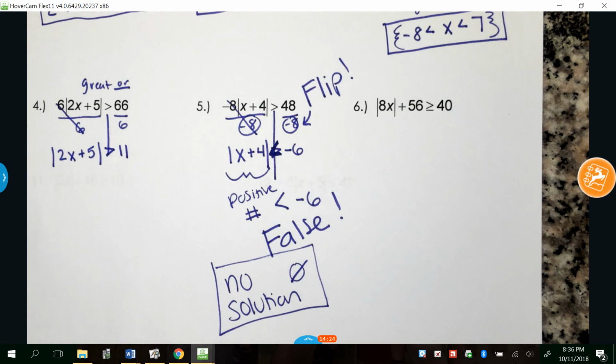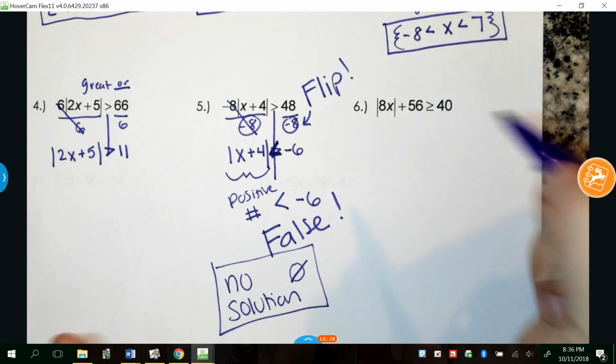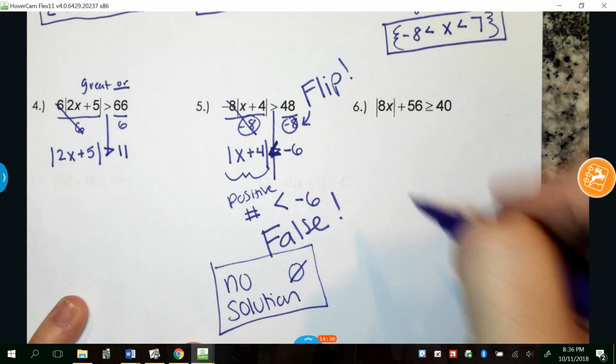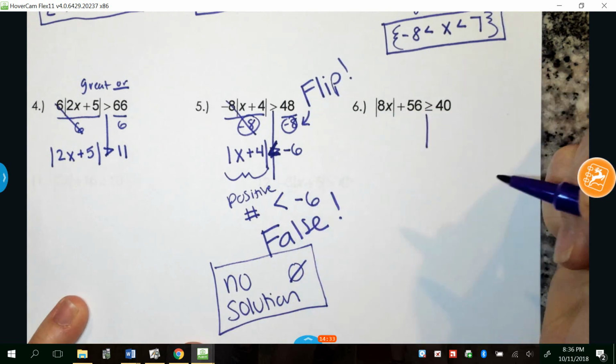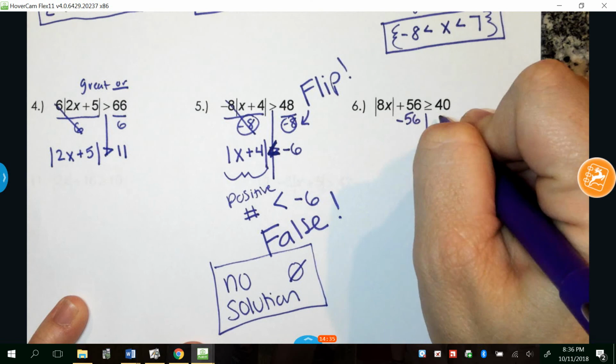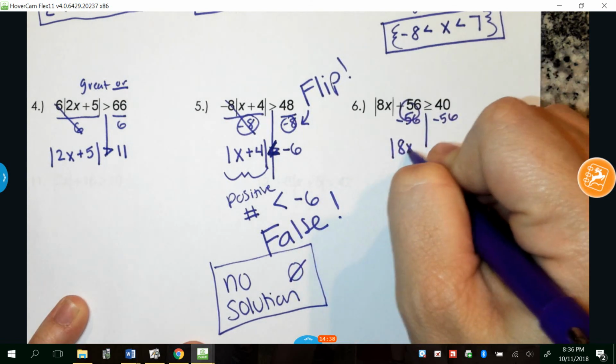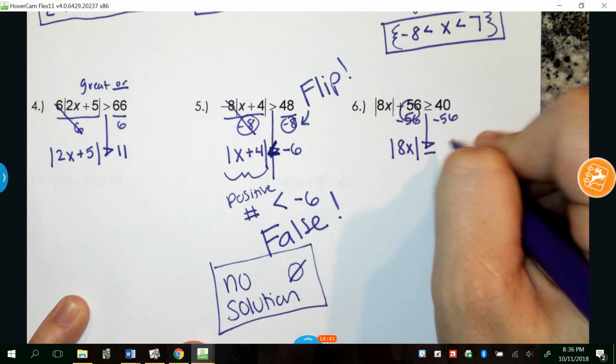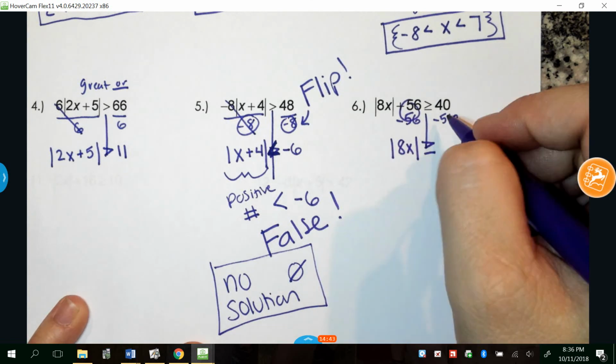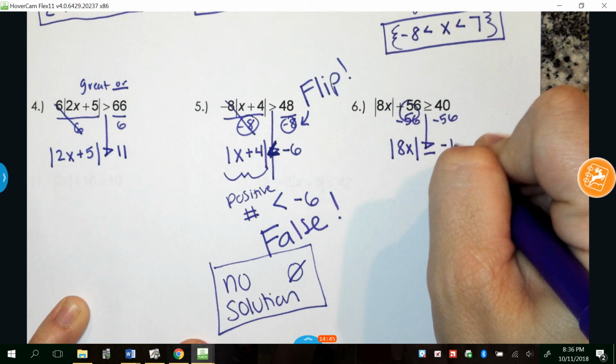So last but not least, this is the last one I'm doing with y'all at least. Y'all are going to finish. Okay. On this one, we have to get our absolute value bars by themselves. So how do we get rid of a plus 56? We subtract 56. This goes away. I'm left with the absolute value bar of 8x is greater than or equal to, what's 40 minus 56? So what, negative 16?